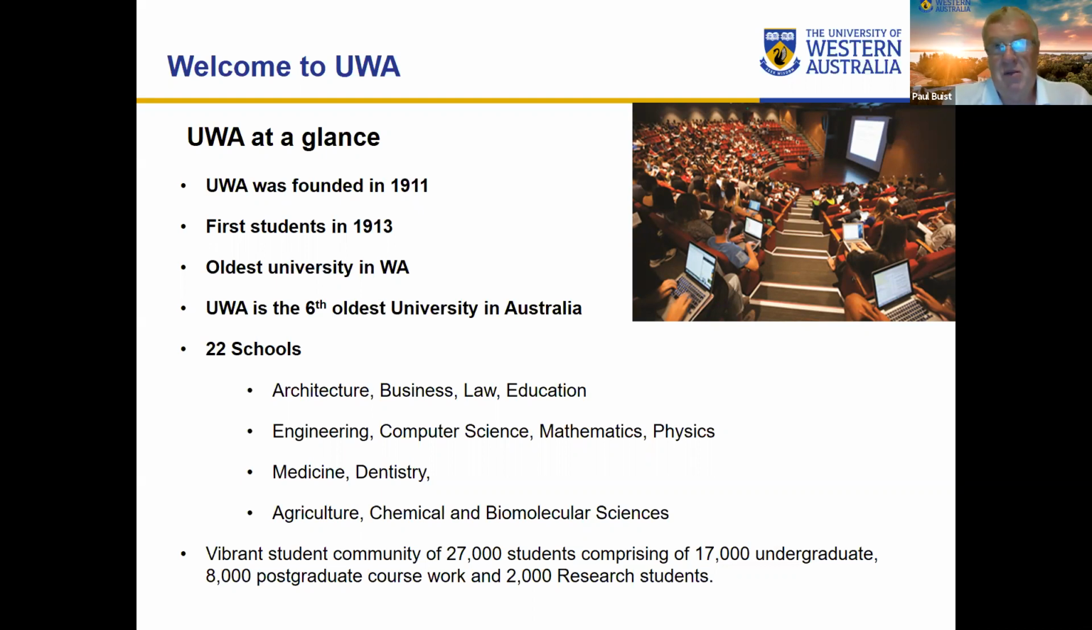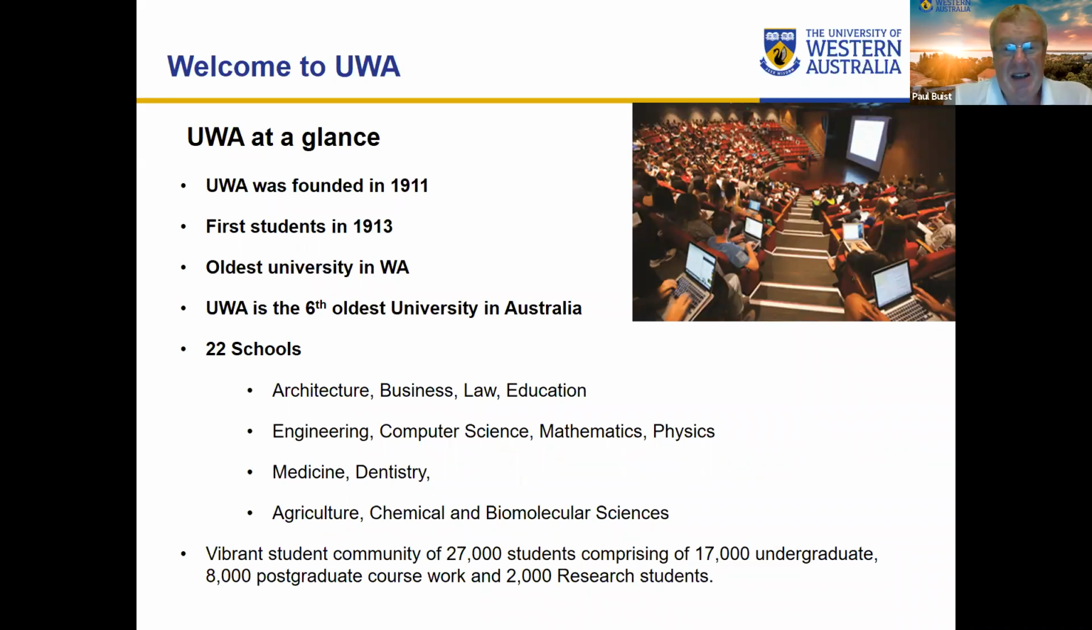And just this year, we've gone to a bit of a different structure. We've got rid of the faculties, and we have 22 schools responsible for different subject areas. We have schools of architecture, business, law, education, engineering, computer science, maths, physics, medicine, dentistry, agriculture, chemical and biomolecular sciences, and quite a few others.